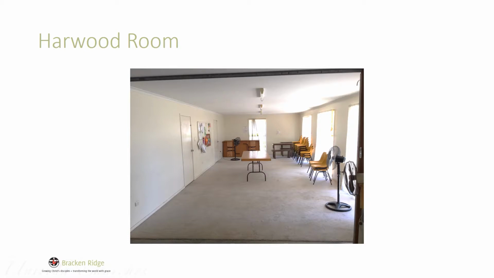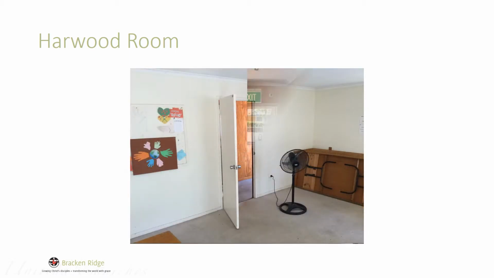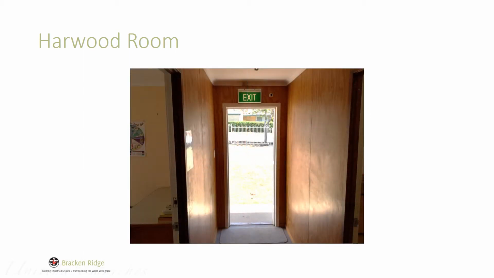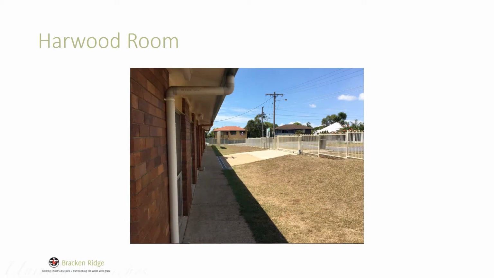If this exit route is blocked, the secondary evacuation route from the hall is via the door at the western end of the Harwood Room. Proceed out this door and turn right. Move out the exit door before turning left and walking back around the building to the church sign, which serves as the assembly point.